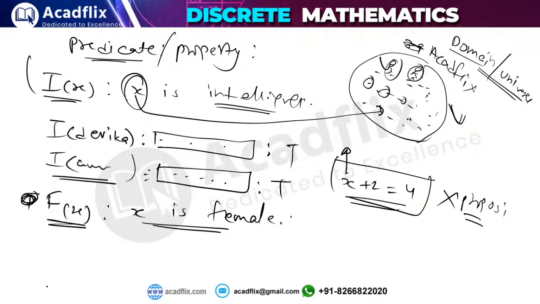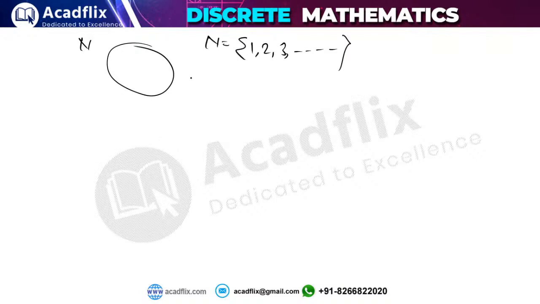Let me take one more example. Right now let me take my domain to be the set of natural numbers. What is the set of natural numbers? You already know: 1, 2, 3 and so on. This is my domain right now. 1, 2, 3 are my elements, and right now my focus is on these elements.